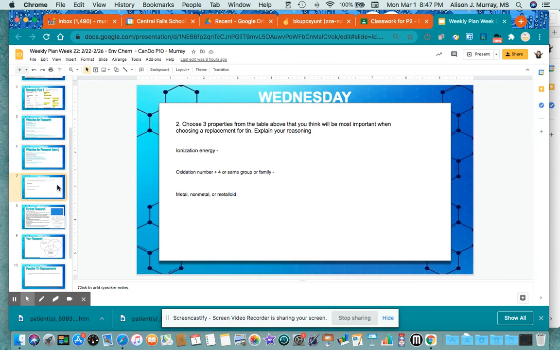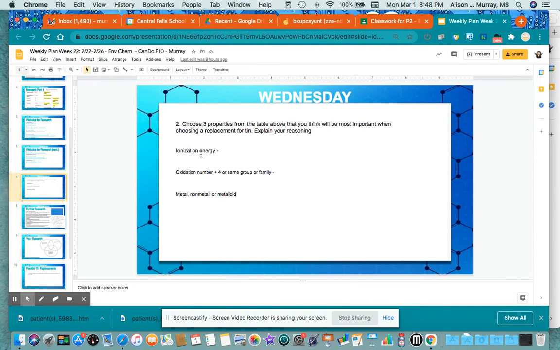Then here we pick 3 of those properties that are important to get something just like tin. Ionization energy, because it tells how it reacts. Oxidation number, because it tells what it reacts with. Metal, non-metal, or metalloid. It's got to be a metal to make the can because we need that malleable ductile property to form the can. It needs to be conductive to electroplate it.